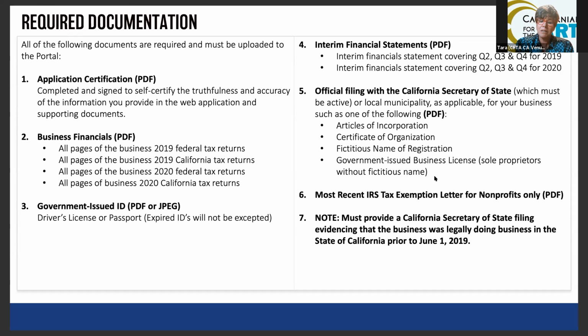You should be able to easily get access to your interim financials covering quarters 2, 3, and 4. And then, again, if you're a nonprofit, your statement of nonprofit status from the IRS. And then, of course, finally, you're going to have that California Secretary of State filing that you're legally doing business in the state of California. Go on to the next page.